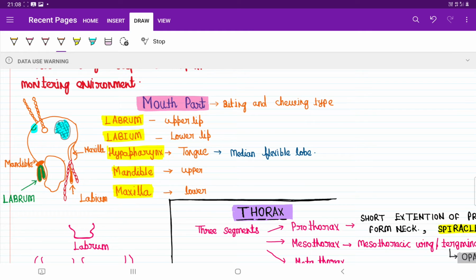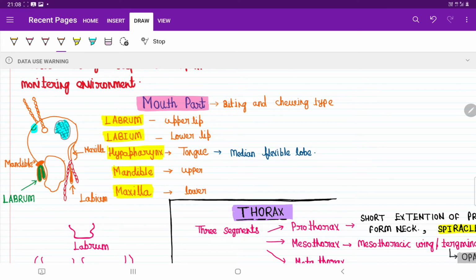Now come to their mouth parts. If you see, students, they have labrum, labium, hypopharynx, mandible and maxilla. Labrum is the upper lip of their mouth. Labium is the lower lip of the mouth. Then they have a tongue-like structure that is called hypopharynx. And then they have mandible, the upper jaw.